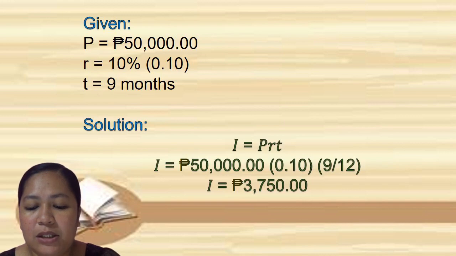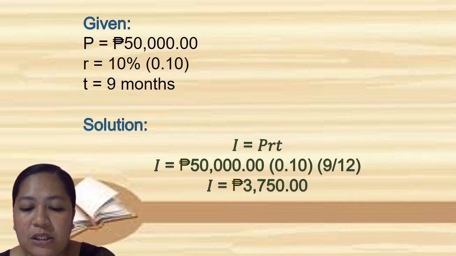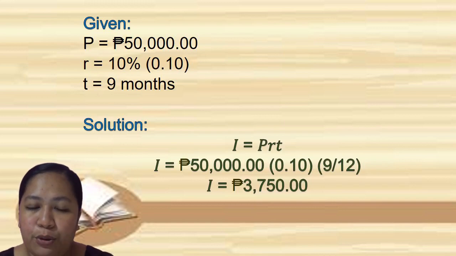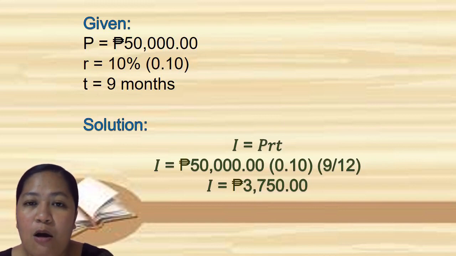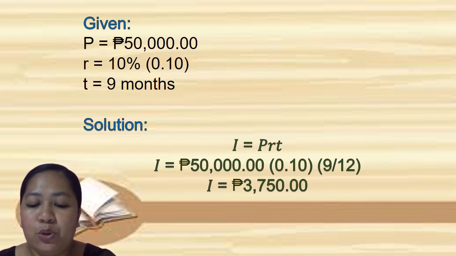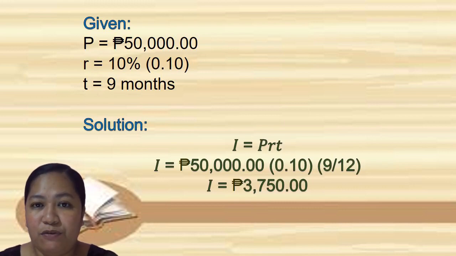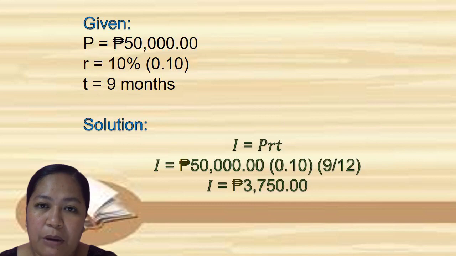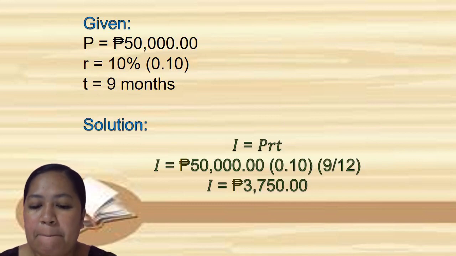And since Christine's interest is 3,750 pesos, we will just add that to the principal amount for us to know how much will be the complete amount, or the total amount that she will be paying. So that would be 50,000 plus 3,750. So a total of 53,750 pesos is the total amount for Christine's debt.